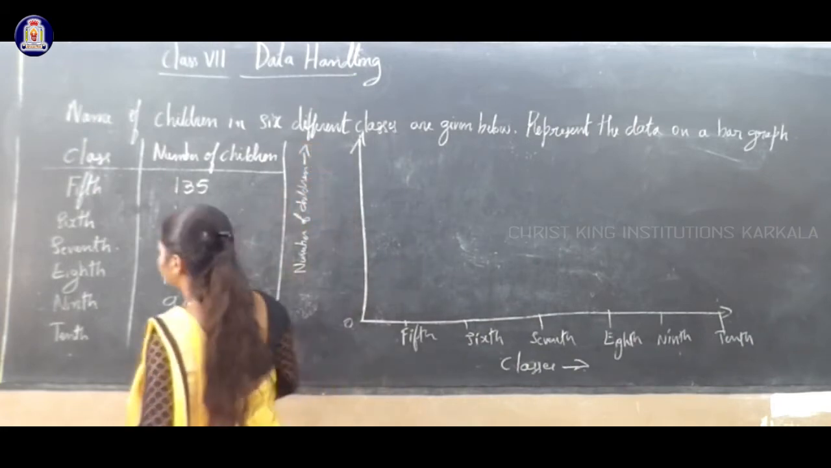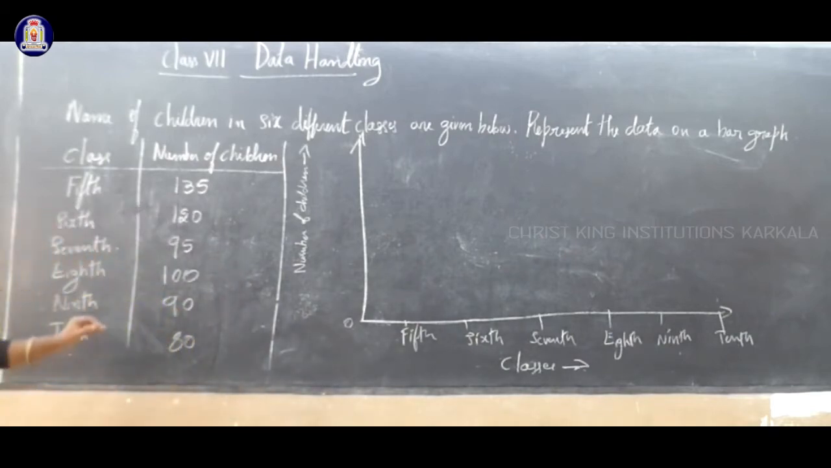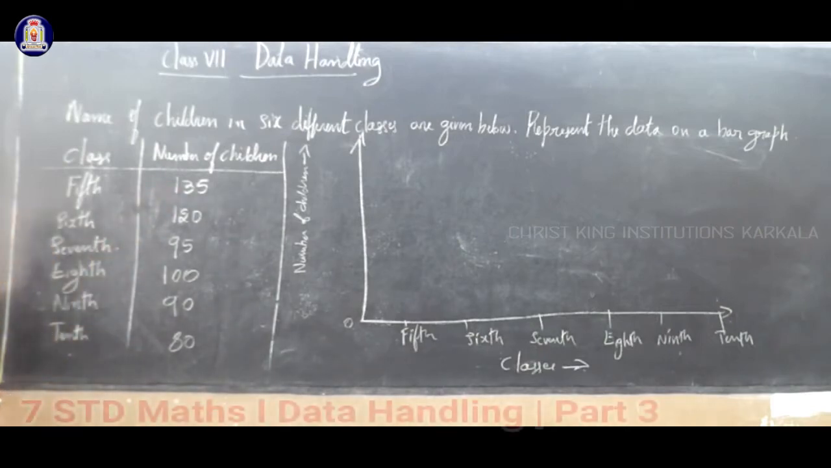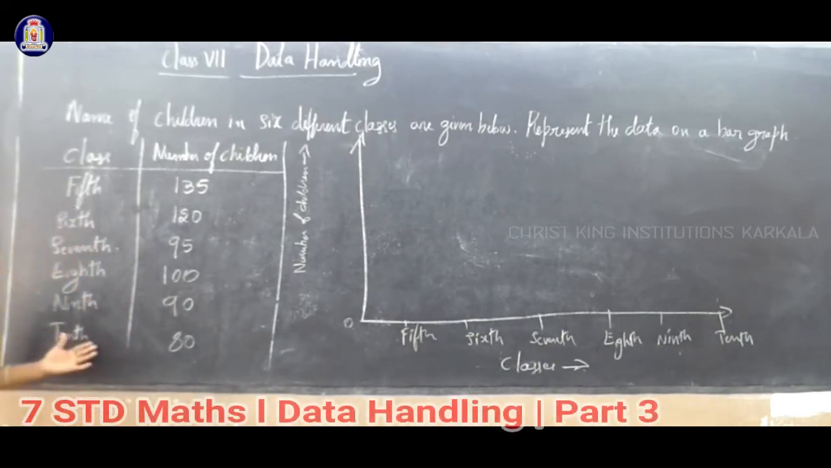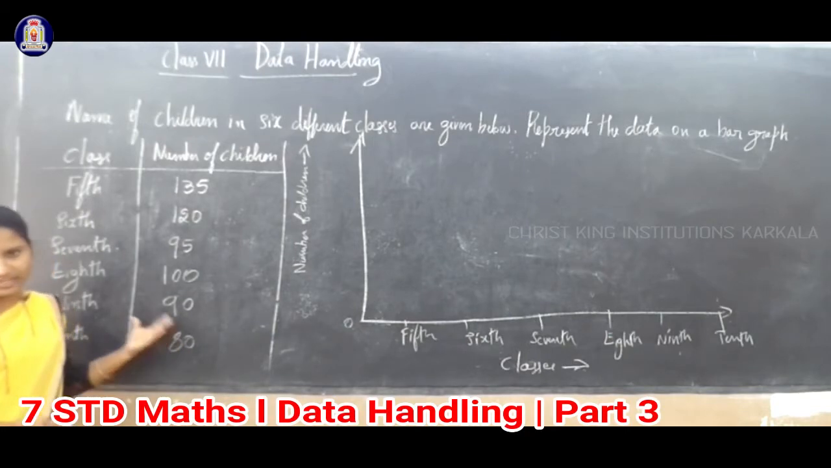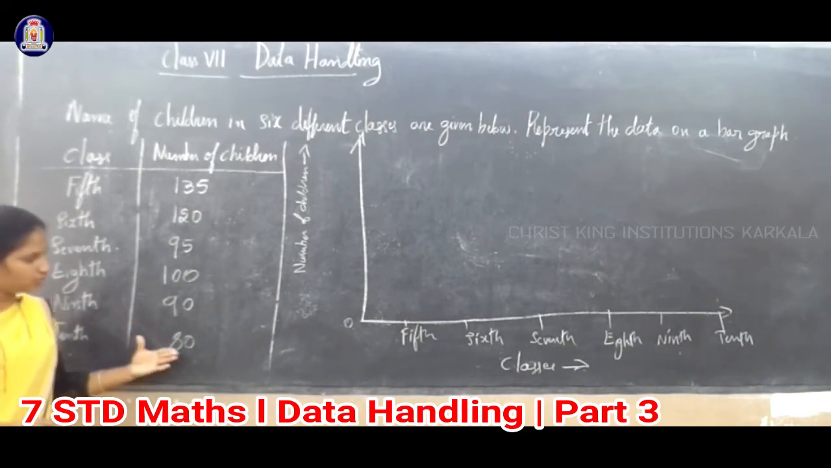Number of children. So now see the minimum number, that is the smallest number, is 80, correct? So which is the maximum number? Maximum is 135. So in class 5th there are 135 students and in class 10th 80 students. So class 10 has the least number of students, right? Less number of children.